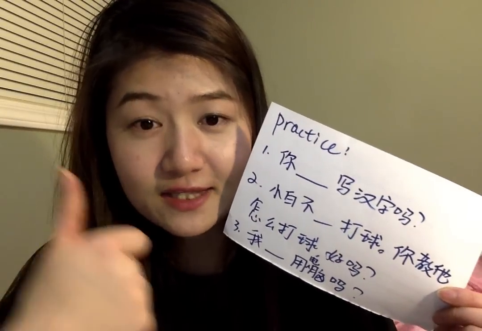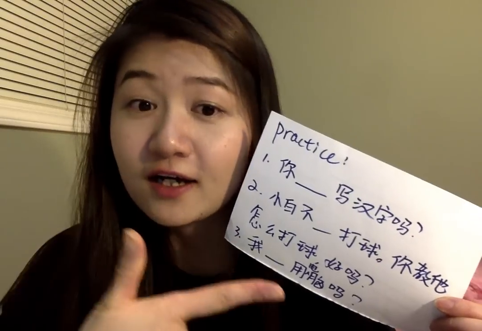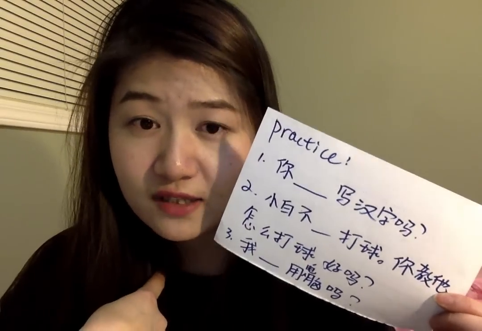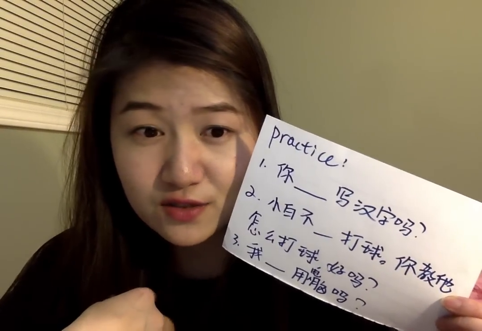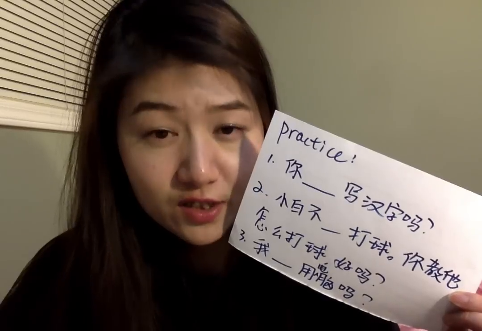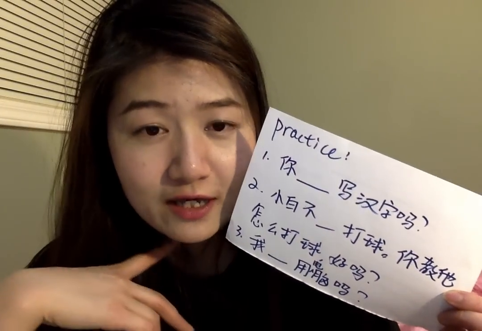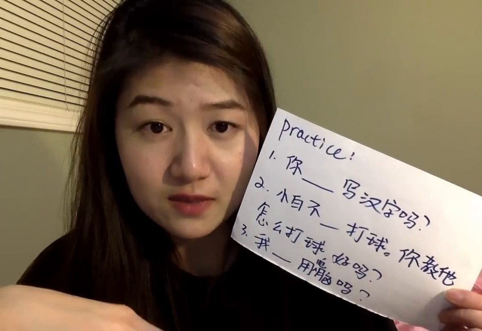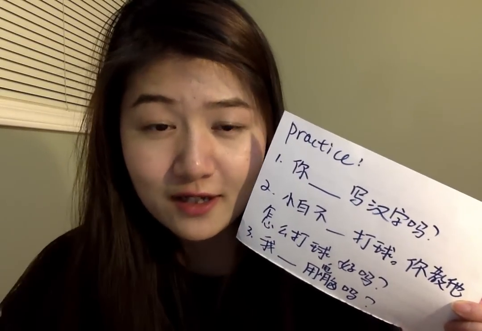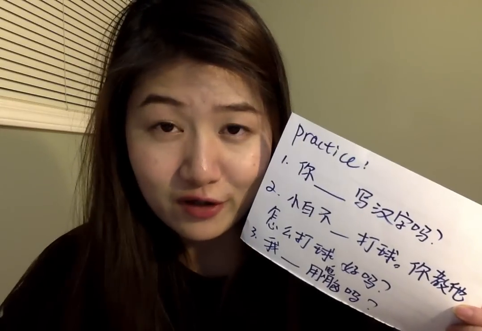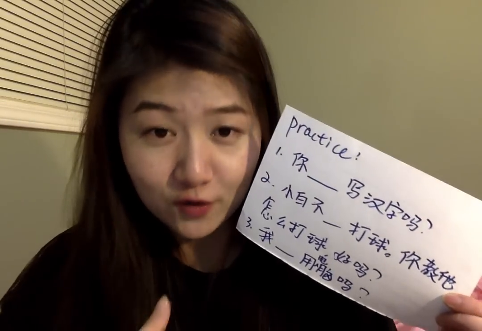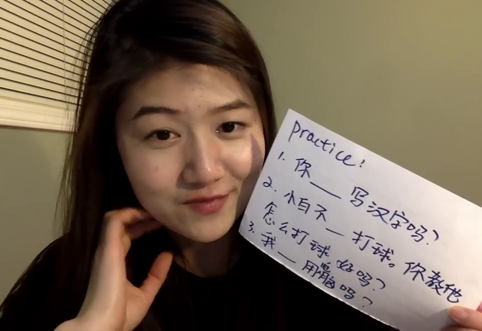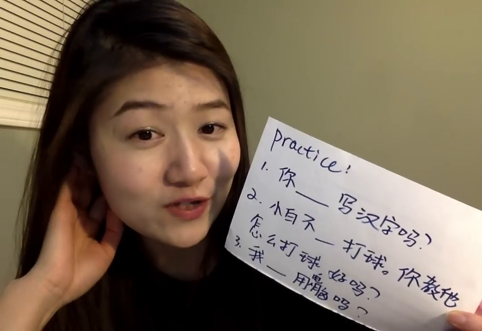Yeah, we can say 能. We also can say 可以. Okay, 我能用电脑吗? Can I use the computer? It's kind of like external condition. And also, if you use 可以, it means you ask for permission. May I use the computer? Okay, 我可以用电脑吗? 我能用电脑吗? Did you get the right answer? I hope you guys did.